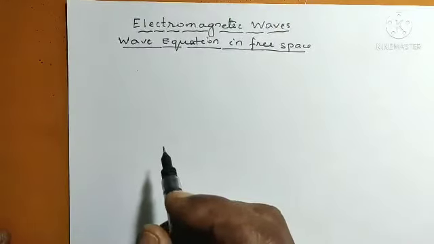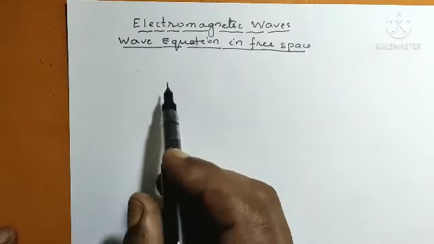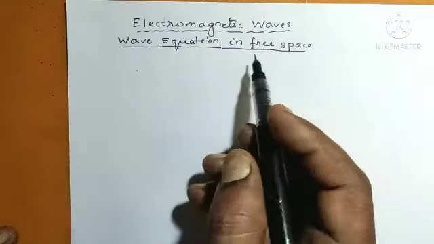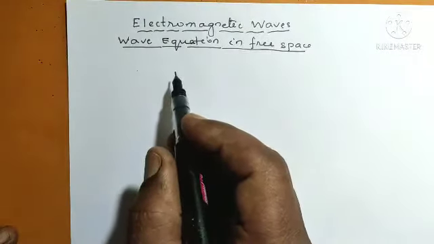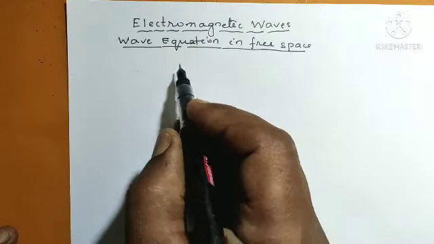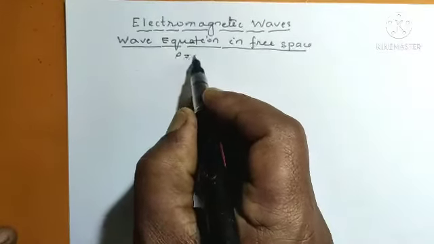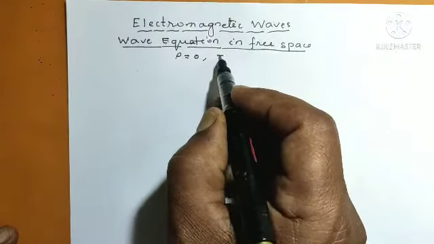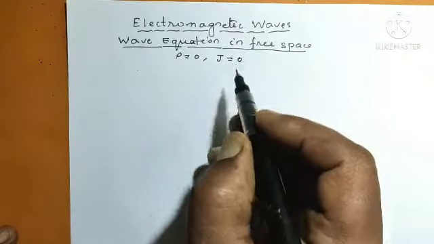Hello, in this video section we discuss the wave equation in free space, that is, the electromagnetic wave equation in free space. In free space there is no charge or current. Rho equal to 0, charge density is 0, and current density J equal to 0.